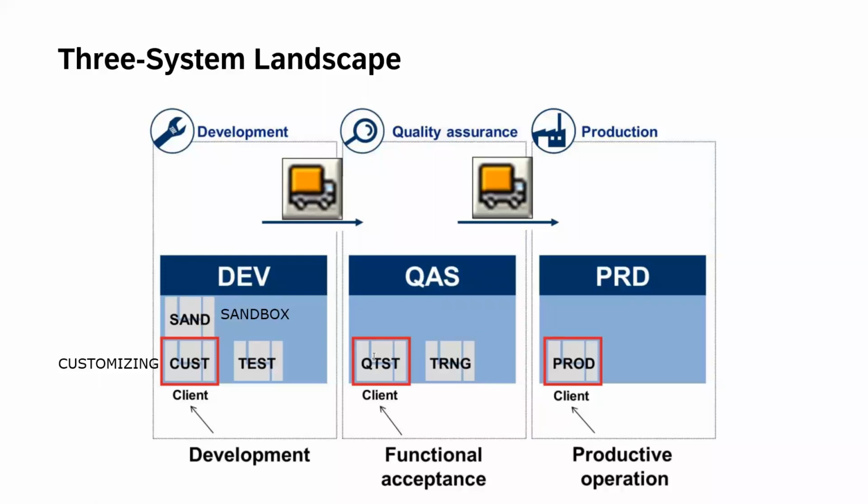In production, normally you will find only one client. That is the best practice, and that is the industry standard, to have one client on the production system. Some companies might have more than one client. They might have a client called a pre-production client in their production system, but that is not a good practice. So is everyone clear with this?